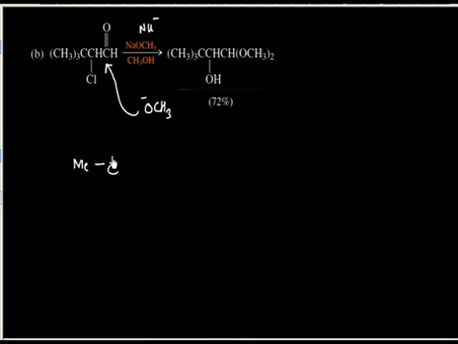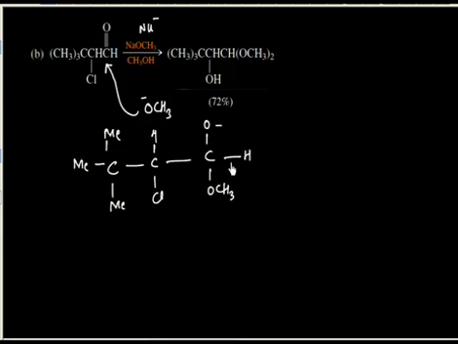So there are 3 Me on this carbon. Let us write that first. And then you have C, Cl, hydrogen. And then you have O minus. And then you have OCH3 and then hydrogen. Are you getting it or not? And now what will happen in the next step?